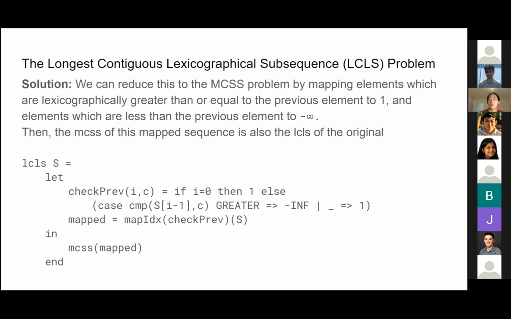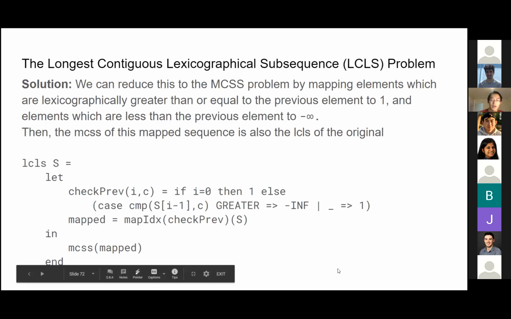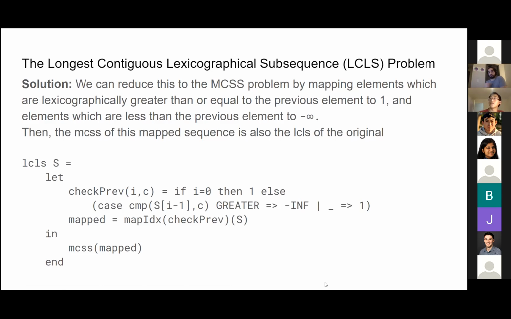That's because the MCSS is only going to include elements which are in order. And since they're all mapped to 1, summing them up just gives you the length, right? So this would be a pseudocode example of writing LCLS using that idea.